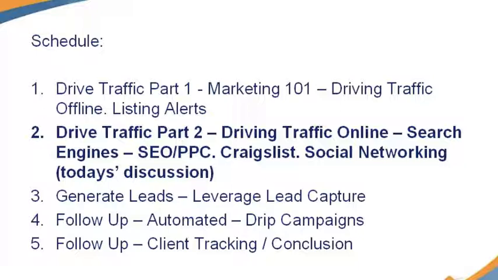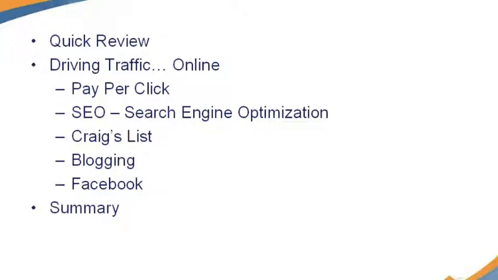So last week, like I said, we talked about driving traffic offline and listing alerts. This week, we're going to be talking about search engine optimization, pay-per-click, Craigslist, social networking. And the next week, we're going to talk about, okay, now we drove the traffic to our website. What are some of the strategies, best practices, and techniques to actually get that traffic to identify themselves as a buyer or seller and leave behind their very, very precious contact information so that we can follow up and turn them into clients for life.